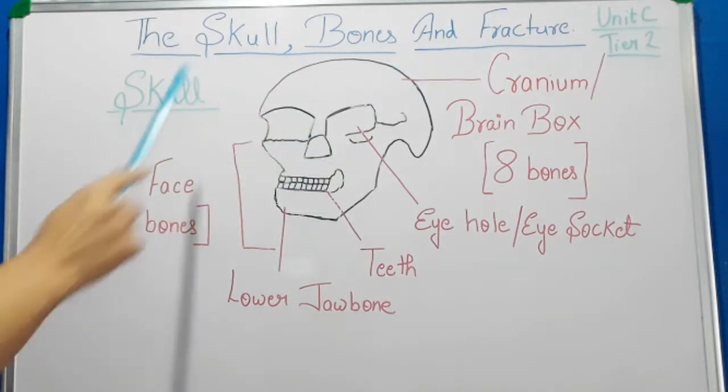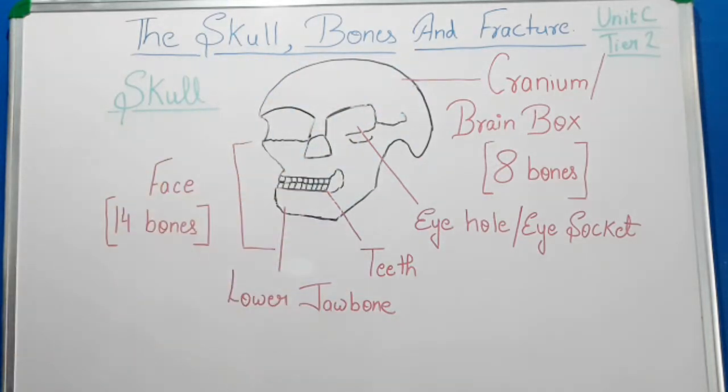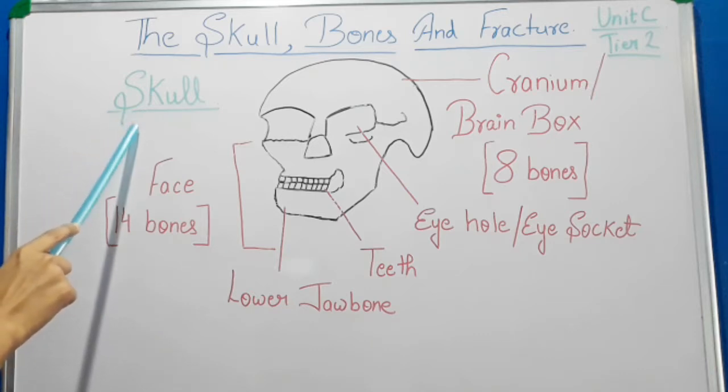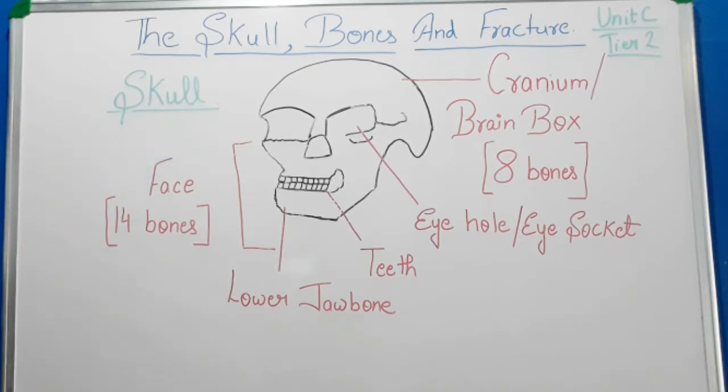Okay, so can you see this diagram on the board? Yes, this is the skull. The skull is the part of the skeleton system which we have studied in our unit A. Okay, so let us study deeply about the skull. Let's see this diagram.